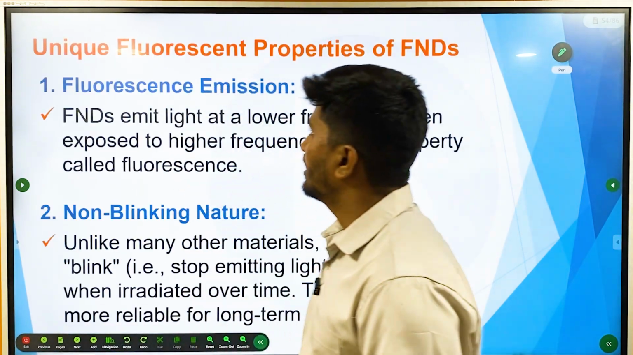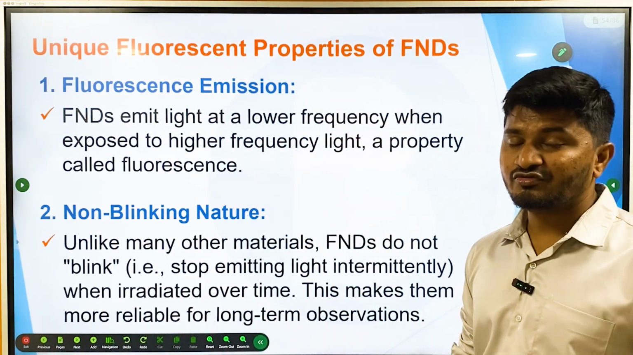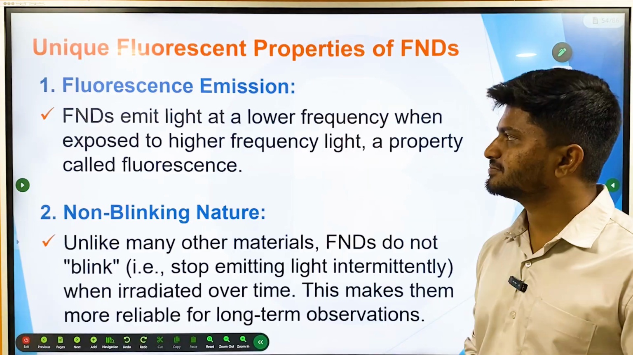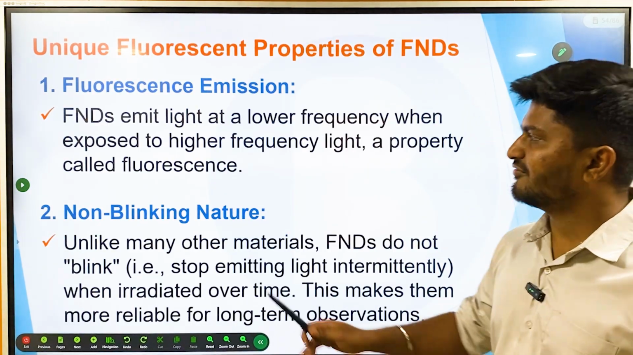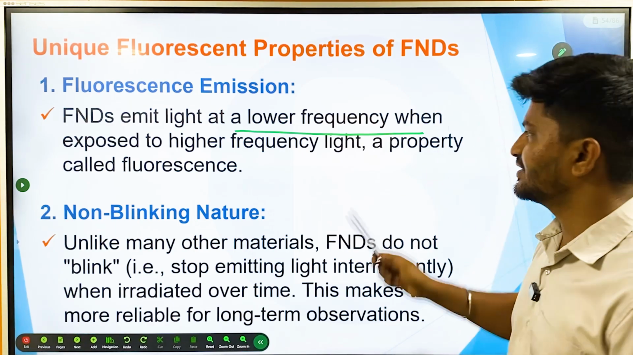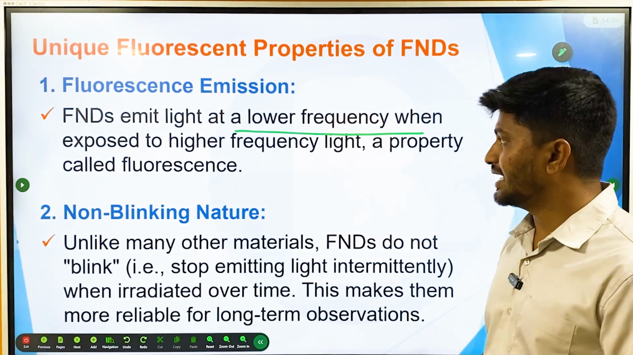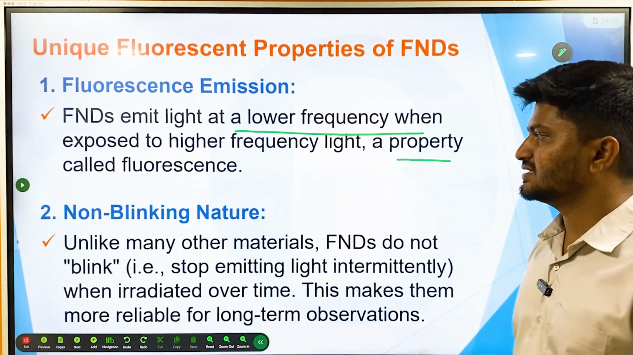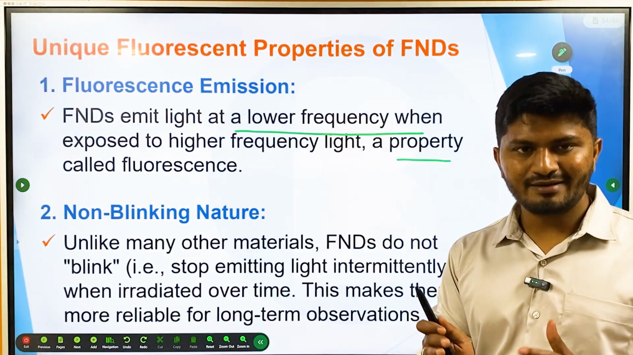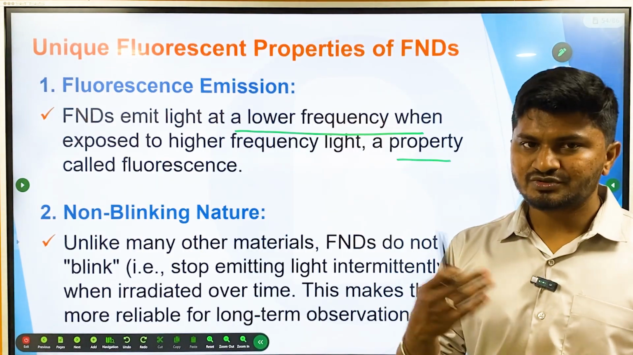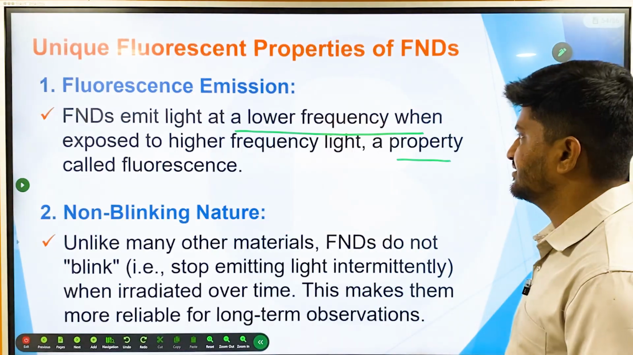Okay, and about the unique fluorescent properties of the FNDs, how the fluorescence is emitted. FNDs emit light at a lower frequency when exposed to higher frequency light, which is a property called fluorescence. That is, they emit light from themselves by absorbing the light from the other side.